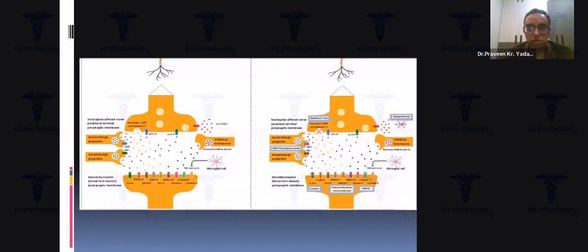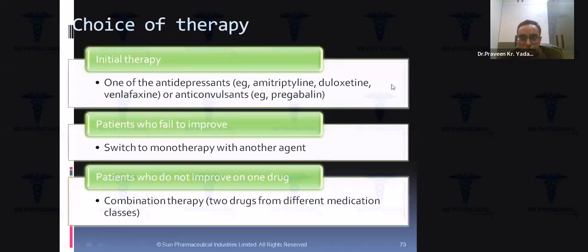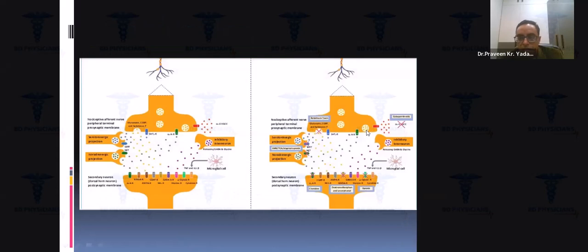line medications. Now, this is the mechanism of action of the medications, and I will not go into the details. You can see some of the medications. So the major drugs act in the serotonergic and the noradrenergic pathway, that is the SNRIs, tricyclic antidepressants, etc. Then the inhibitory alpha-delta calcium channels, where the gabapentinoids act, that is pregabalin and gabapentin.